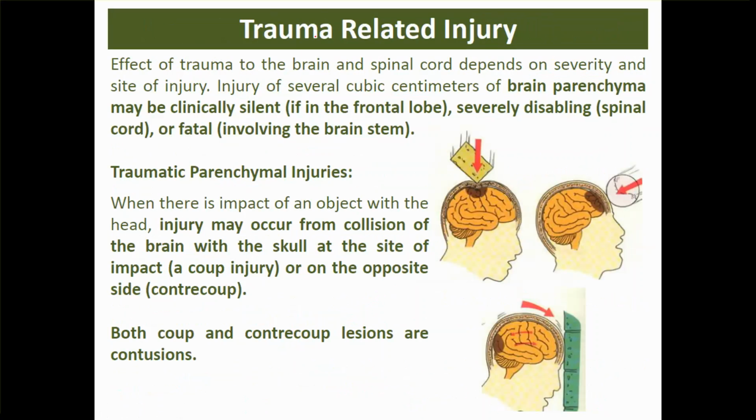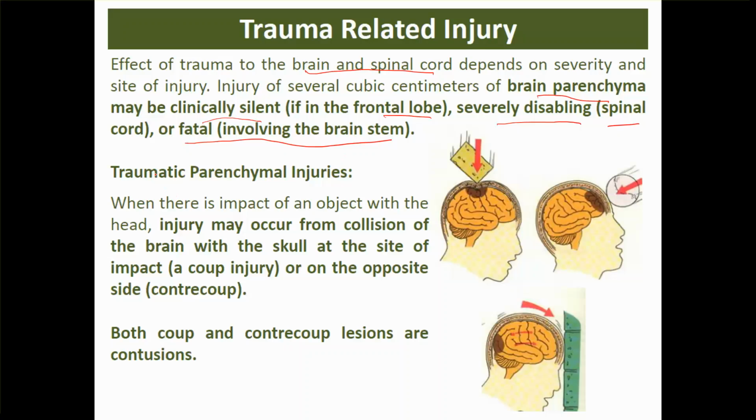Now, trauma-related injury. The effect of the trauma to the brain and the spinal cord depends on the severity and site of injury. The injury of several cubic centimeters of the brain parenchyma may be clinically silent if in the frontal lobe. It can be severely disabling if it's in the spinal cord, and it can be fatal if it is involving the brainstem.